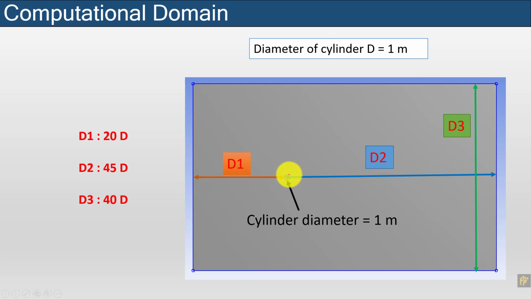And this size I have basically taken after referring to many papers, and as we will see, there is a vortex street that is formed on the downstream side, so it extends to a very large length. That's why I'm taking this distance to be very, very large.